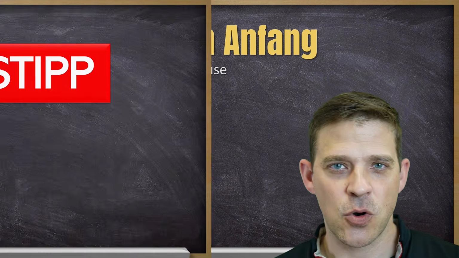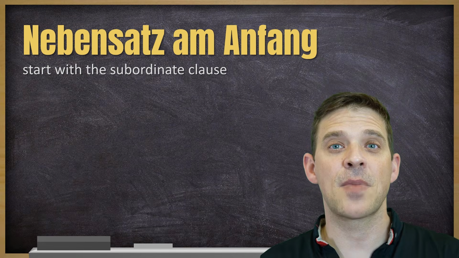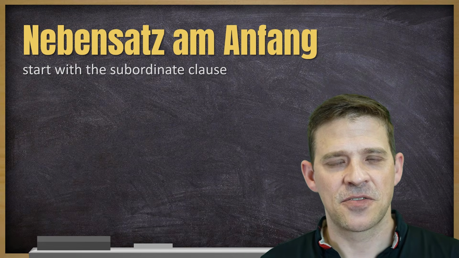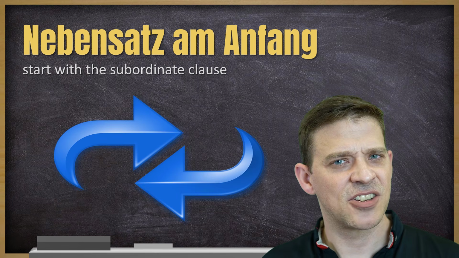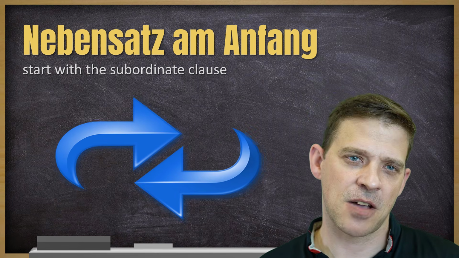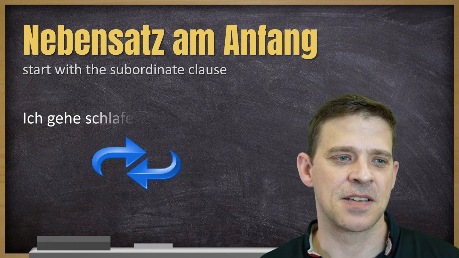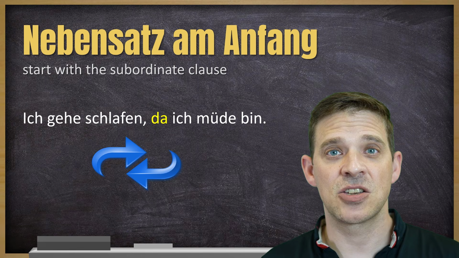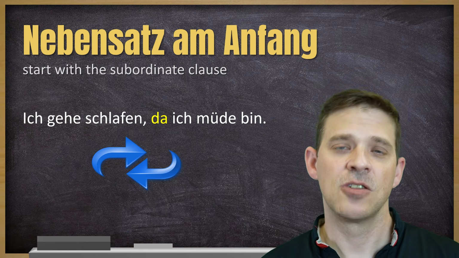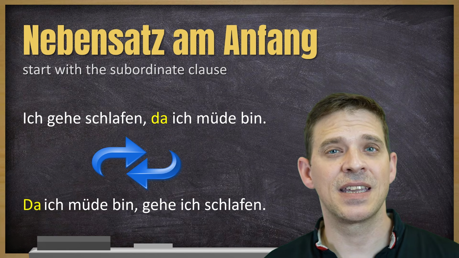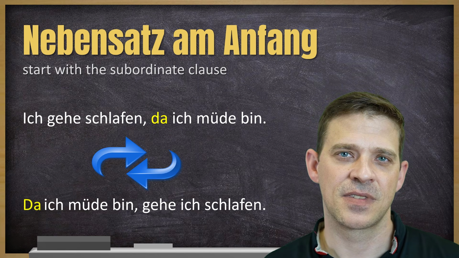Bonus-Tipp. 2 Bonus-Tipps. Nummer 1. Nebensatz am Anfang. You have seen this probably already, that if there is a subordinate clause, you actually can put it also in the beginning, which would look like this. Ich gehe schlafen, da ich müde bin. I go sleep because I'm tired. You can also say, da ich müde bin, gehe ich schlafen.